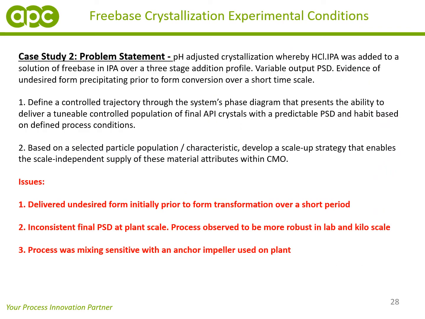So this brings us on to our second case study, which, as I mentioned previously, was a pH adjusted crystallization whereby a solution of HCl IPA was added to a solution of freebase and IPA over a 3-stage addition profile. Again, the final product was variable, and there was evidence of an undesired form precipitating prior to the desired form converting over a short time scale. And there were a couple of objectives: to deliver a controlled trajectory through the system's phase diagram, but also recommend a scale-up strategy that enabled the scale independent supply of the material within a CMO.